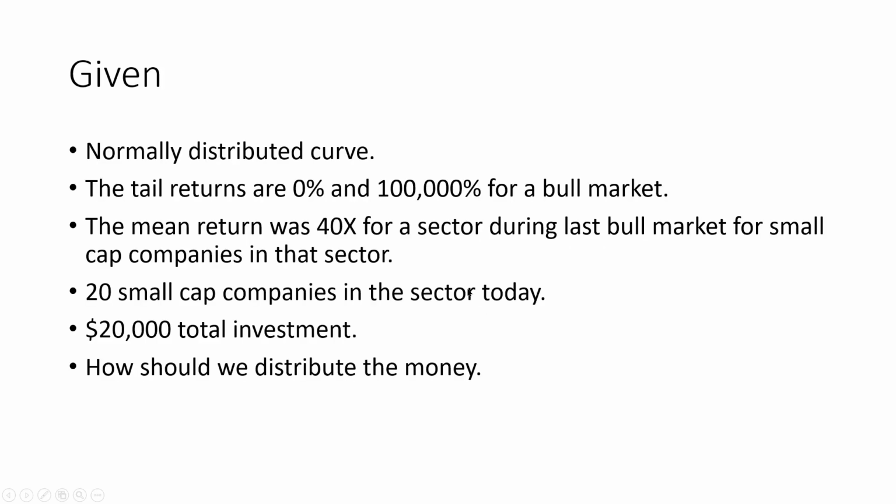So this is what is given. This is our given information. We've got a normally distributed curve. That's just a bell curve. And the tail returns are 0% and 100,000%. That's a thousand bagger there for a bull market. And that's what companies have done in previous bull markets. The mean return was 40x for small cap companies in that sector during the last bull market. And that was a median return.